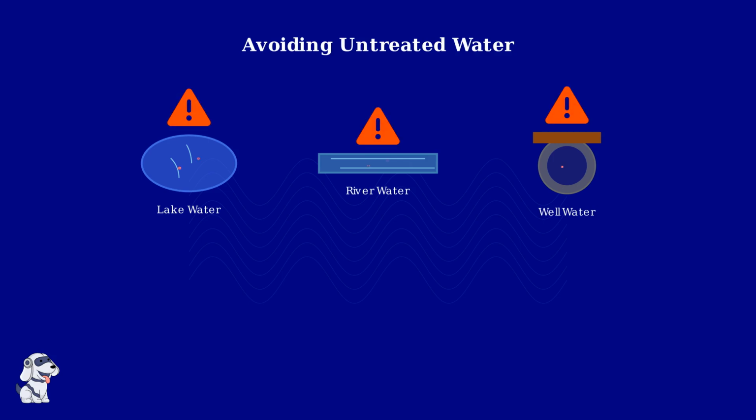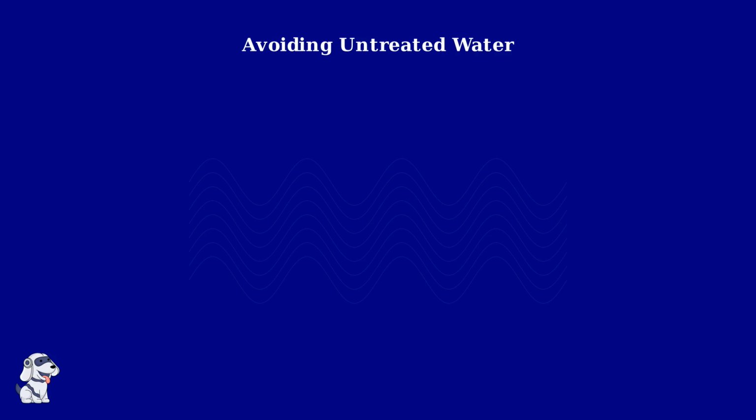These water sources are particularly dangerous because they can be contaminated by infected animals or human waste upstream. Even pristine-looking mountain streams can harbor Giardia cysts. If you find yourself in an emergency situation where you must drink untreated water, boiling is your best defense against Giardia and other waterborne parasites.